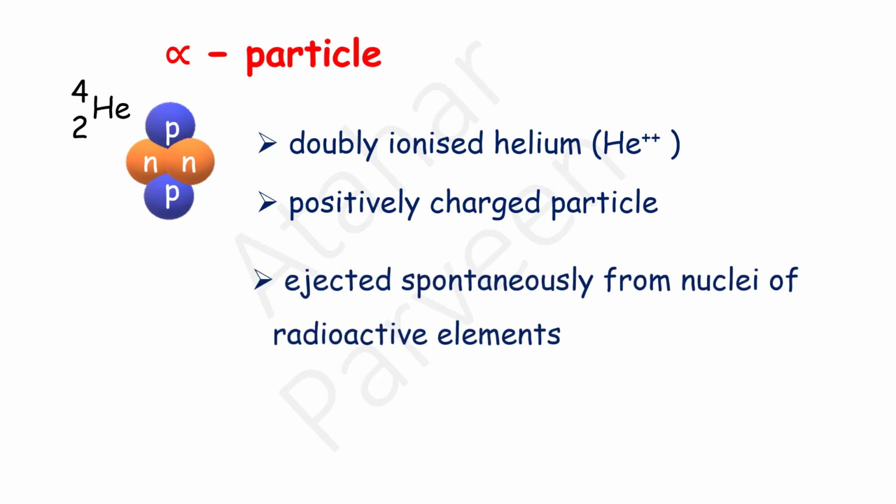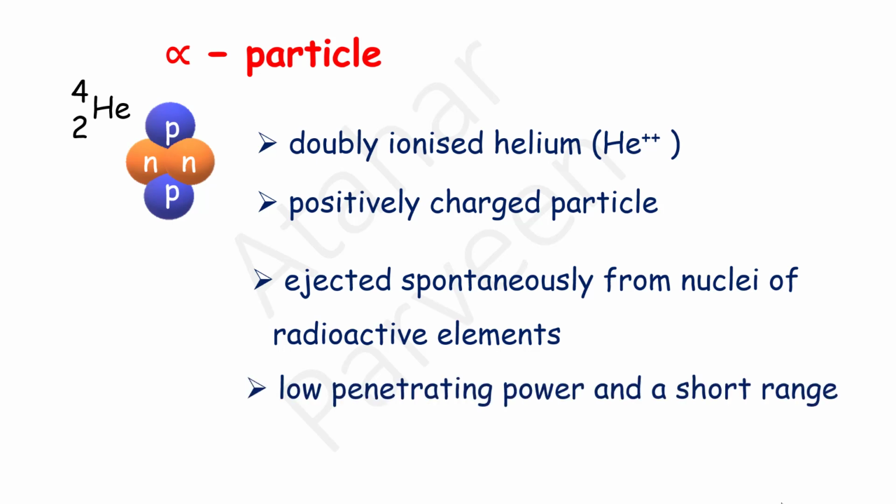These alpha particles are ejected spontaneously from the nuclei of radioactive elements. That's the reason why they used a radioactive source there. And these alpha particles have low penetrating power and they can travel only short distances.